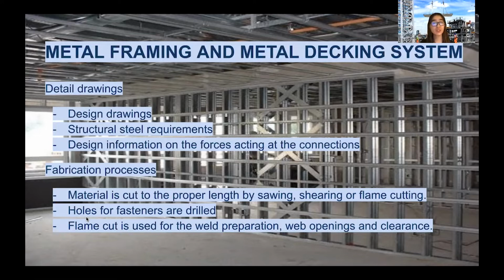Next, the fabrication process for metal framing and metal decking. The first is material is cut to the proper length by use of sawing, shearing, or flame cutting. Next, fasteners are put in holes, and these holes are drilled. And lastly, for weld preparation, web openings, and clearances, they're all flame cut.